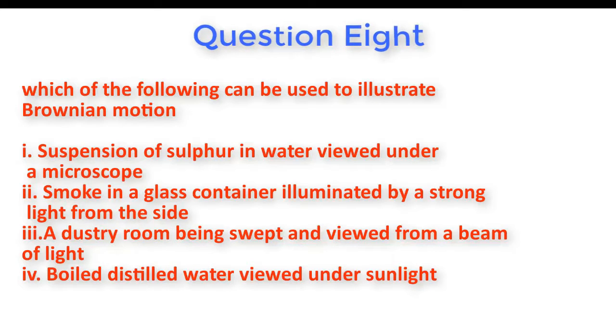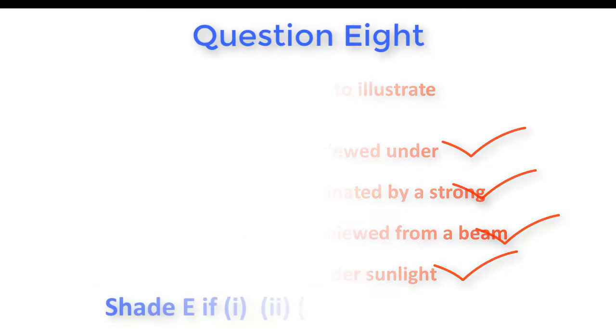Obviously, all of them can be used to explain Brownian motion. Brownian motion is the movement of particles or molecules or atoms from area of higher concentration to area of lower concentration. And all these options can be used to illustrate Brownian motion. Option E is the correct answer.